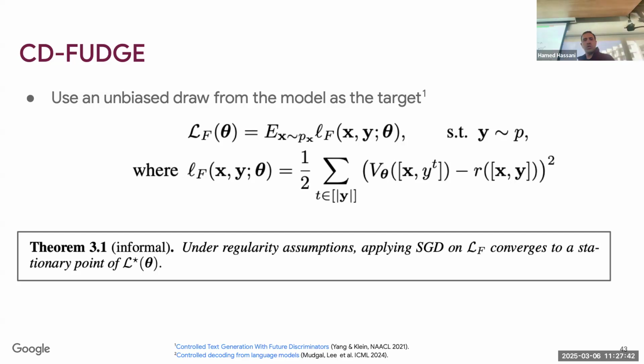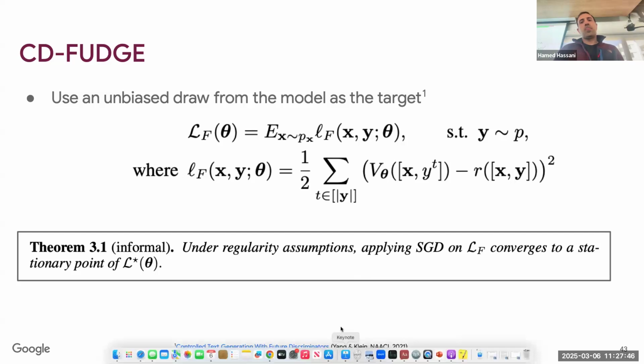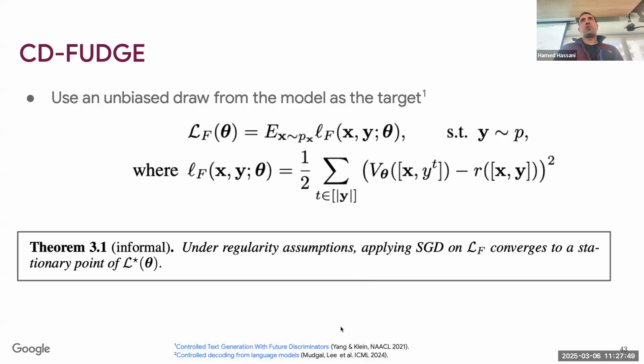This is not our work. This was actually done by Yang and Klein in a paper in 2021, in the context of controlled text generation, called "FUDGE: Controlled Text Generation with Future Discriminators." What we're showing here is that their work is actually solving an instance of a KL-regularized reinforcement learning problem. This work was done before alignment and RLHF were quite hot.